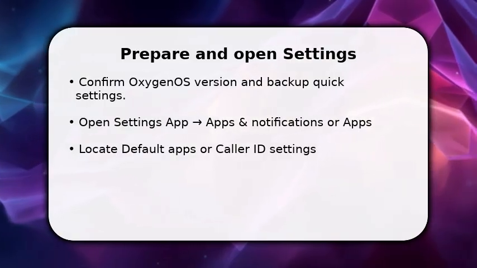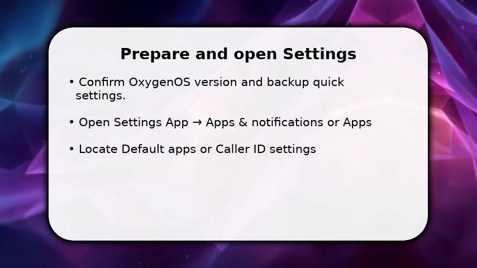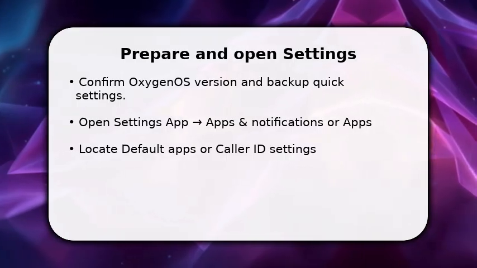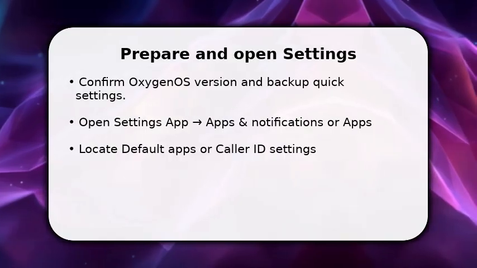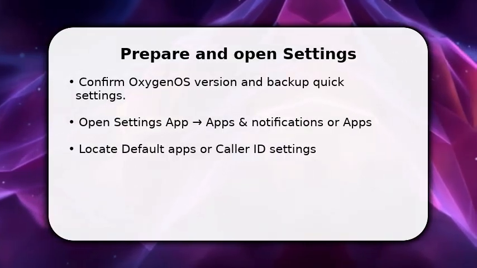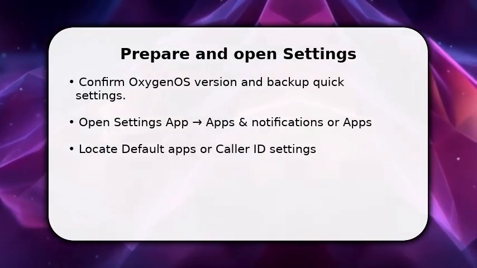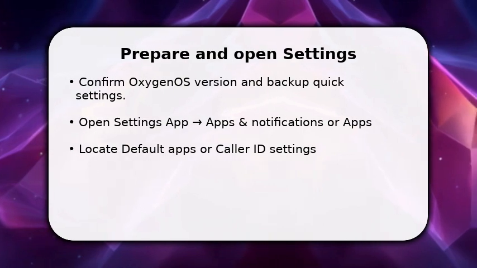Next, find Default Apps or Caller ID options. This is where call screen handlers live. You're taking direct steps so you can change the app that controls incoming calls. Doing it now reduces extra steps later and ensures the new screen will apply system-wide.